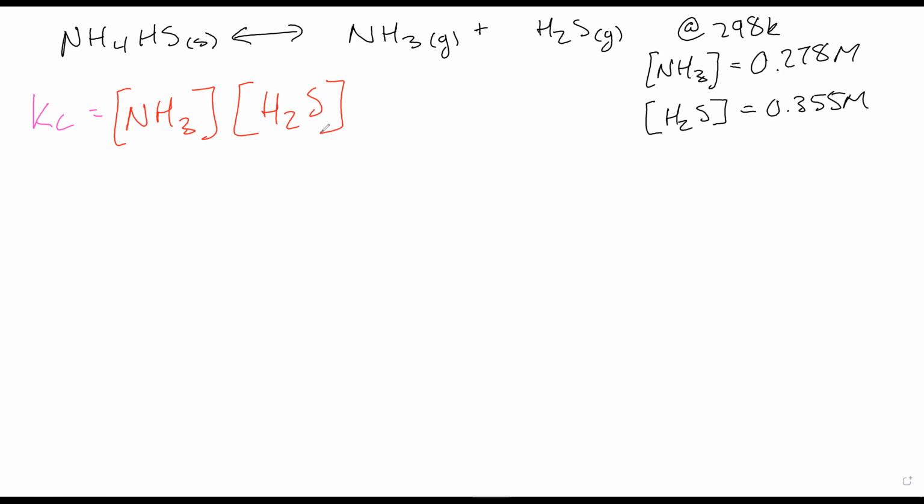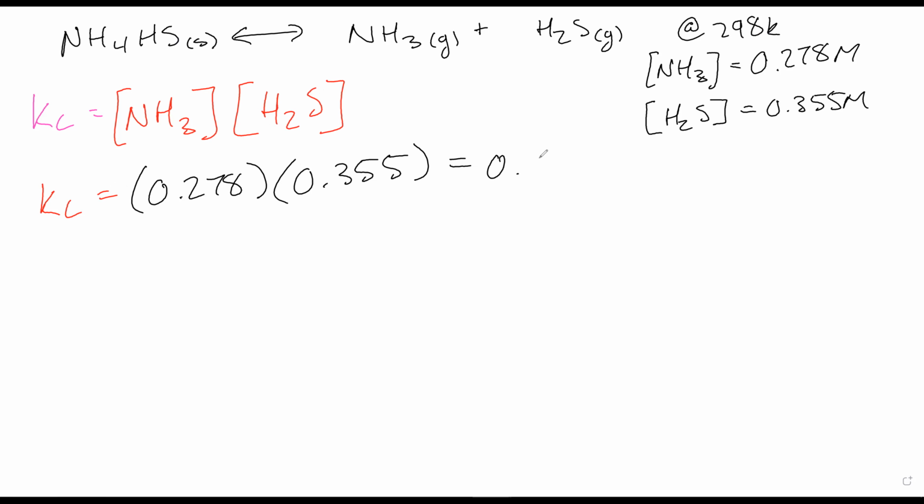Does all of that make sense? Yes, it makes sense. Okay, good. So now that I have that, I can just plug in my numbers and solve for Kc. Kc would equal NH3 concentration is 0.278 molar times 0.355 molar, which then gives me 0.0987 molar as my Kc value. And with this, I can solve for Kp.